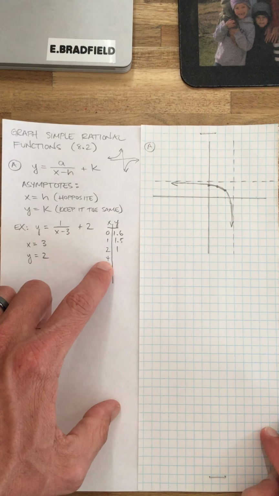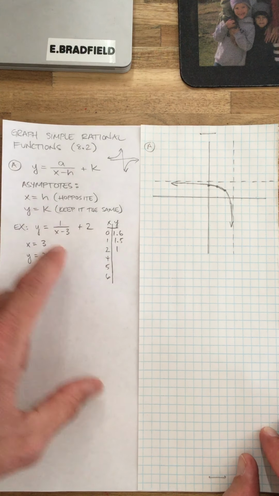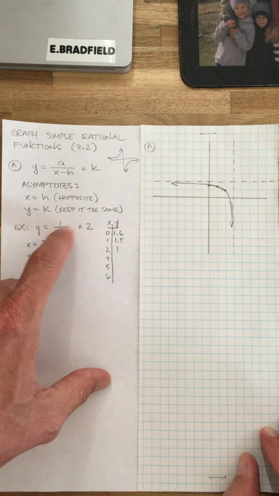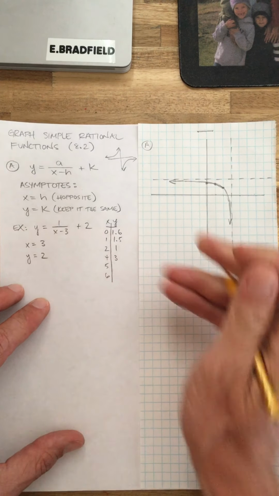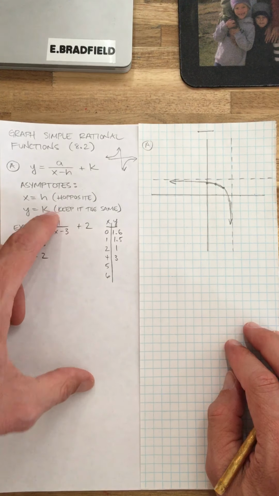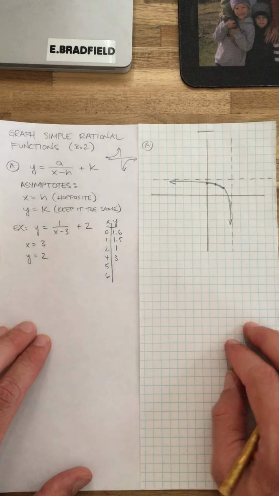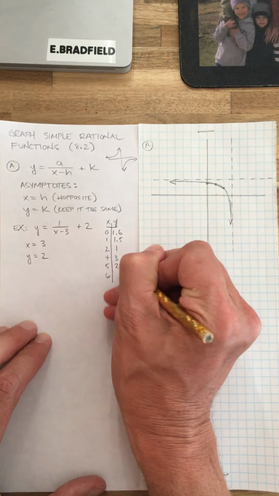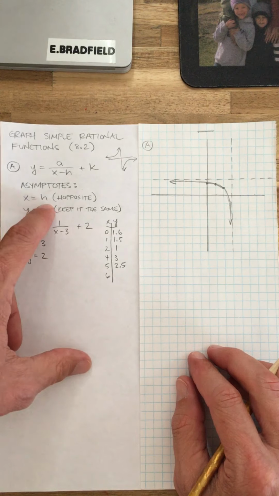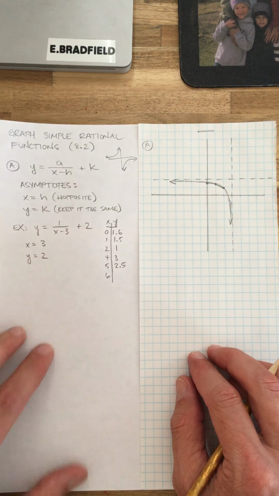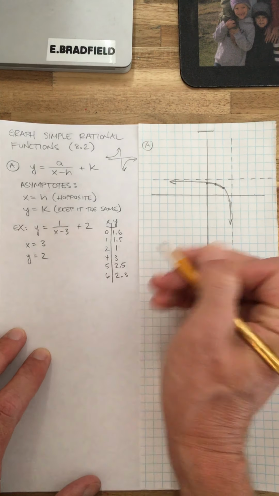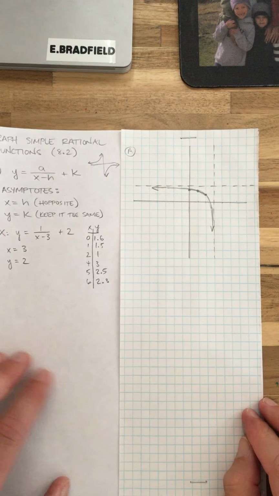All right, now we'll plug in 4. So 1 over 4 minus 3. Well, 4 minus 3 is 1, so 1 over 1 is 1, plus 2 is 3. Okay, now we'll plug in 5. So 5 minus 3 is 2. So 1 over 2, that's a half, plus 2 is 2.5. Okay, and then we'll plug in 6. So that's 6 minus 3, that's 3. So that's 1 over 3, plus 2, that's 2 1/3, or like 2.3, okay? So 2.3. Now all we have to do is plot those points, okay?